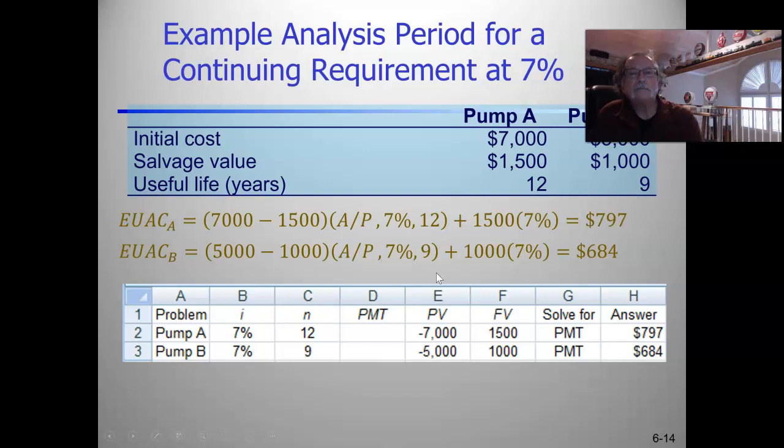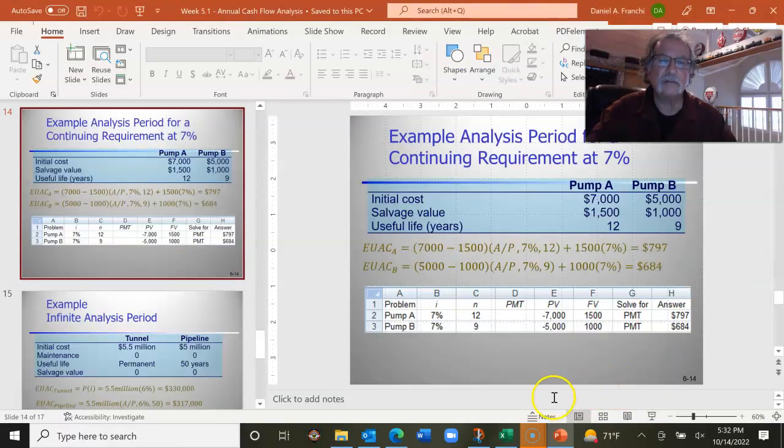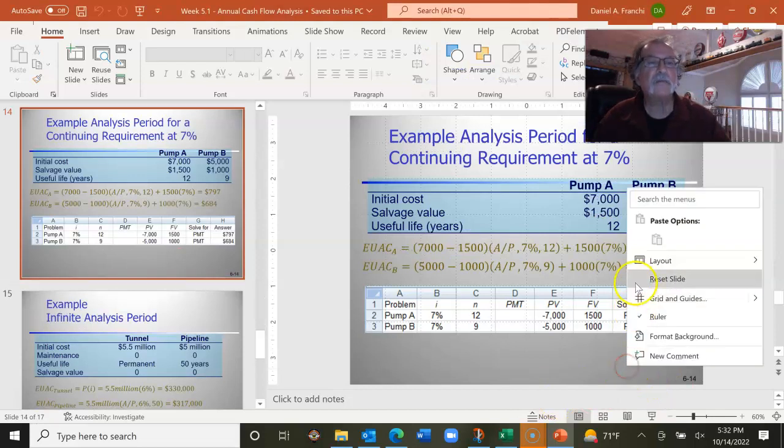So again, if we were to do this with this project right here, we've got two pumps, A and B. One costs $7,000, has a salvage value of $1,500, and lasts 12 years at 7%. So let's look at what we have here, pump A and pump B. I'll just cut this out because this is similar but not exactly the same as the last problem. Interest rate is 7%.